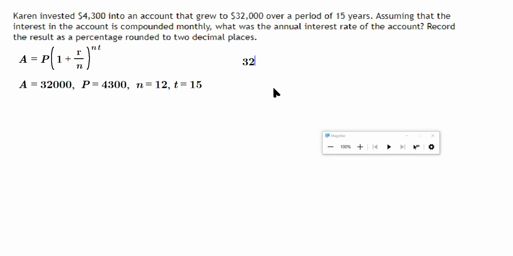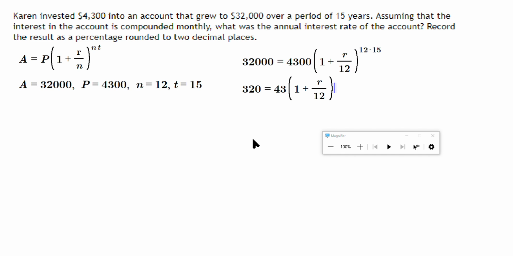So you're going to have 32,000 is equal to 4,300 times (1 plus R over 12) raised to the 12 times 15. Then you just have to solve for R. Between 32,000 and 4,300, you can divide 100 away, so you're going to have 320 is equal to 43, times 1 plus R over 12 to the 180, because it's 12 times 15.